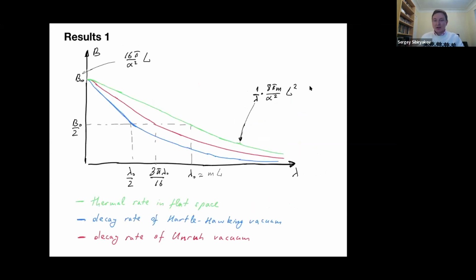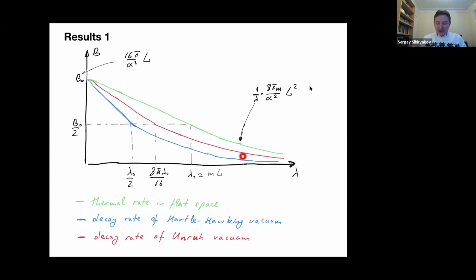And here are results for the tunneling rate. Let me explain this rather busy plot. The green curve here is just the tunneling rate from a thermal bath in empty space, so this green curve is without a black hole. Of course, because the system is analytically tractable, we could calculate it analytically. And as expected, it decreases with temperature, and eventually goes to 0 at very high temperatures. It decreases as 1 over lambda. I remind you that lambda is temperature.